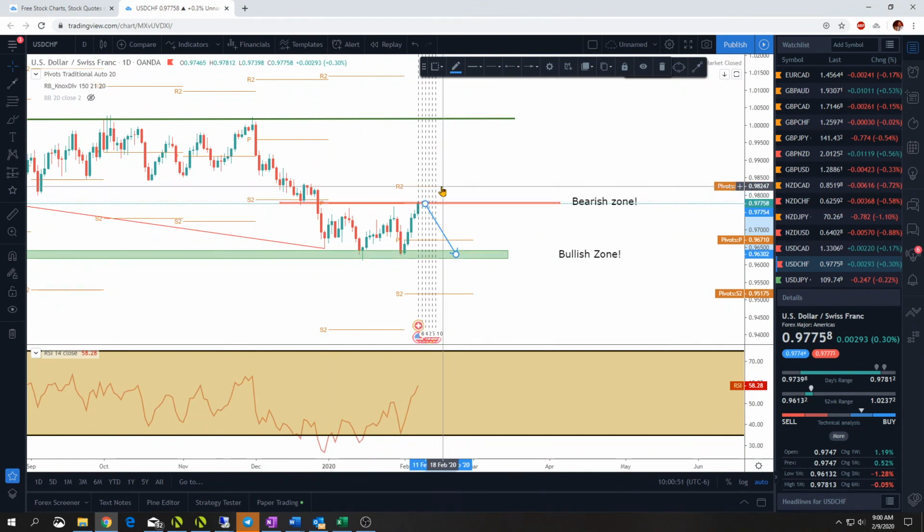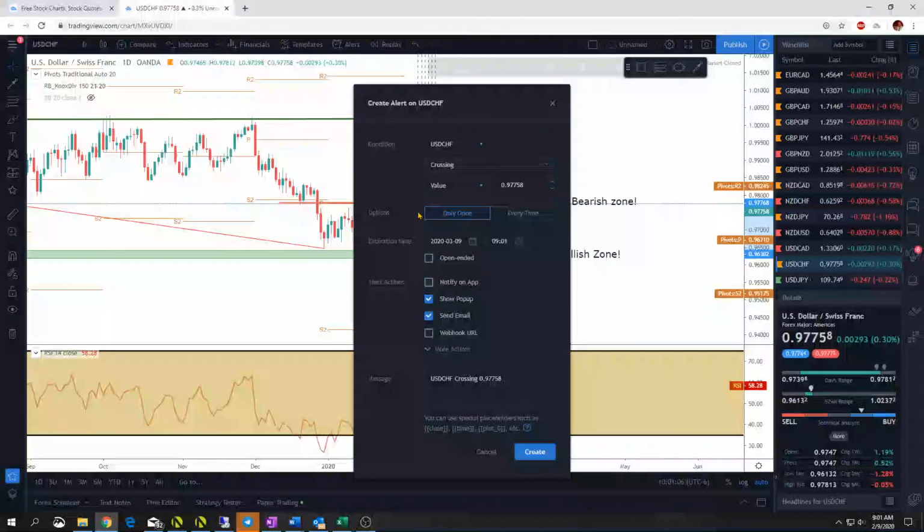It could push all the way up to this R2 level. So that's why I'm not going to jump into this right away. Now, what I will do is I'm going to set an alert on this right before this R2, 98205, because I do not want to miss that as a sell.